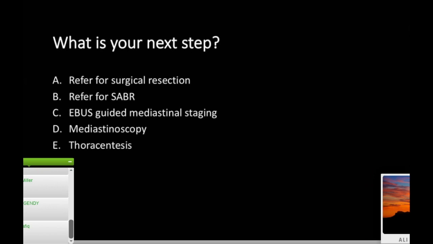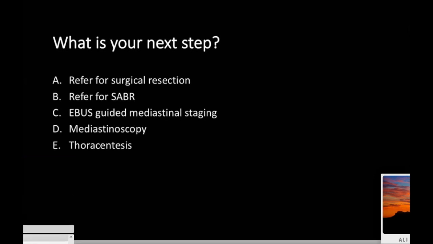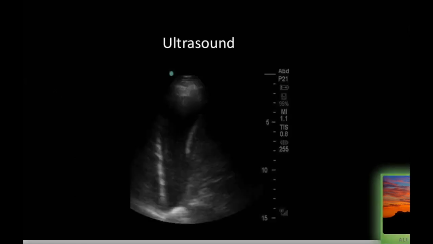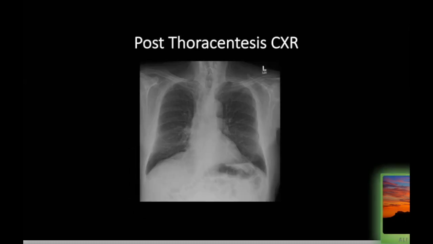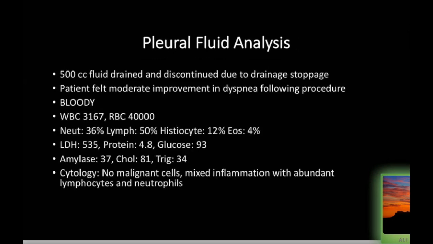Okay, David? So we have mostly for E and one possible C. Very good, so very good answer. The reason you want to do E is it will give you the highest stage of the disease. So the patient had an ultrasound-guided thoracentesis, which showed 500 cc's of fluid.